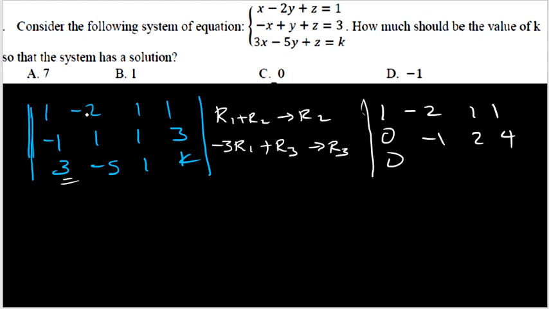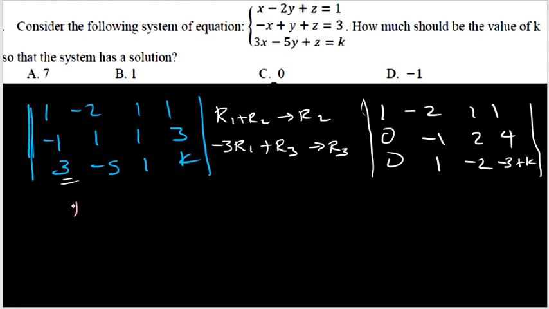Negative 3 times negative 2 is 6, plus negative 5 will be 1. Negative 3 times 1 is negative 3, plus 1 will be negative 2. Again negative 3 times 1 is negative 3, plus k is negative 3 plus k. Okay, this time I can add the second row and the third row, because we can make more zeros here. When we are applying elementary row operations or the row reduction method, we are trying to make as many zeros as possible.